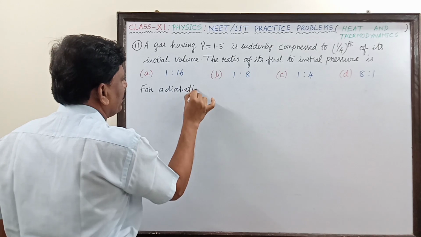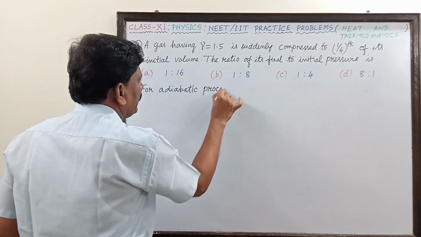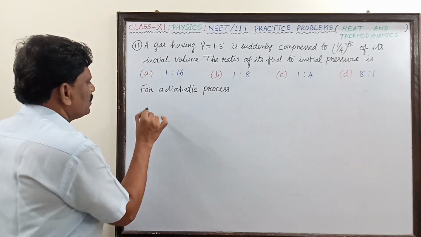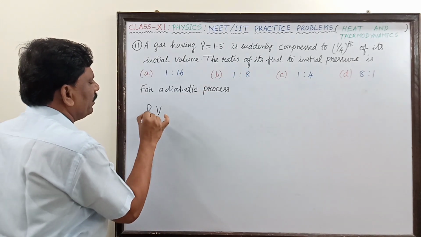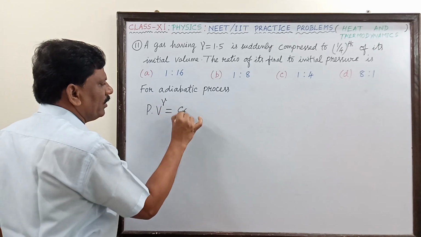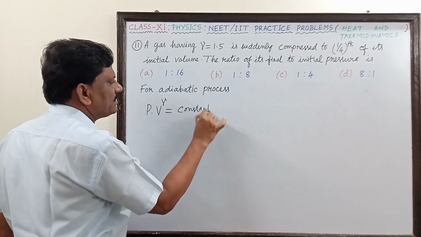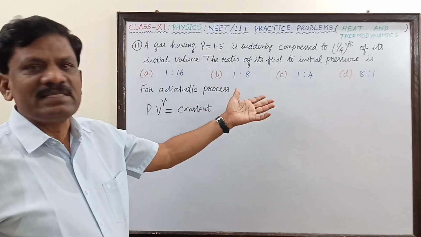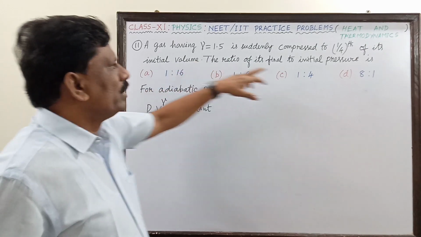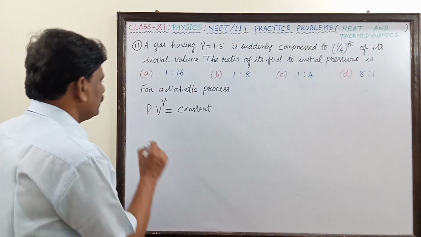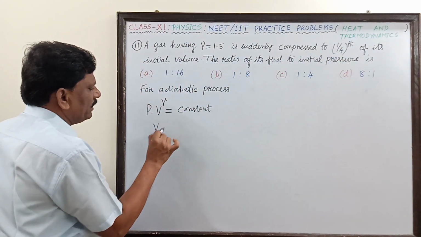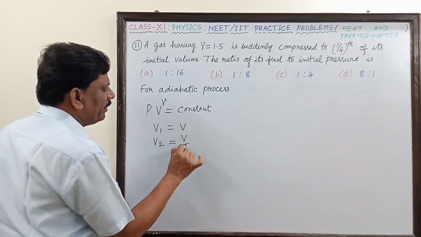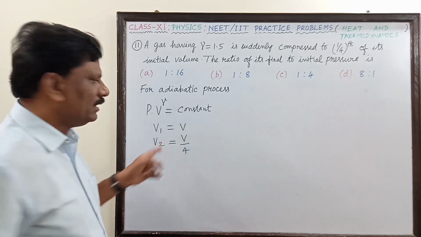The relationship between pressure and volume is required. So P into V raised to the power gamma is equal to a constant. So this is to be understood first. Okay. What next is given here? 1/4 of its initial volume. Therefore, if V1 is taken as V, then V2 will be equal to V by 4.